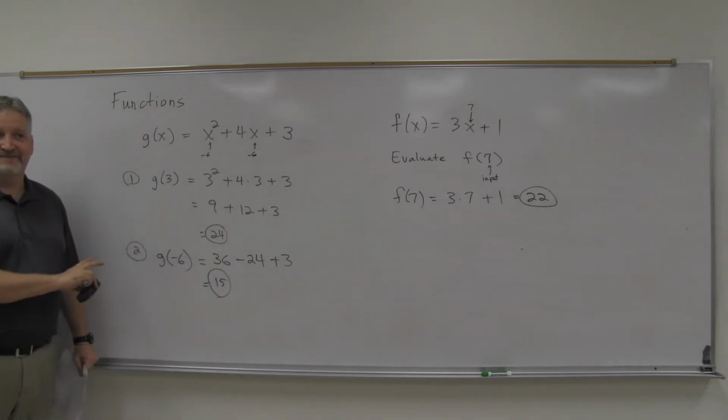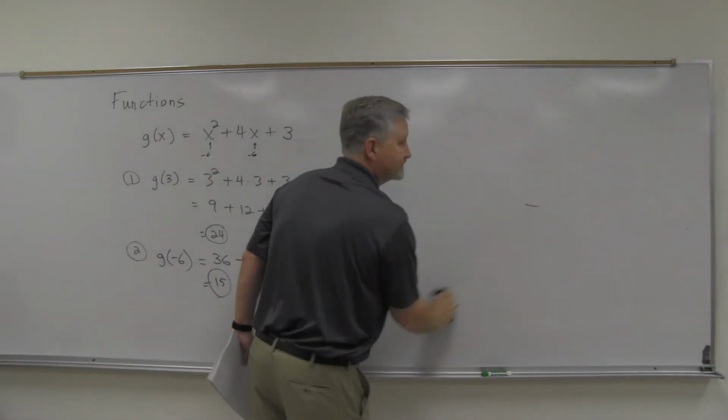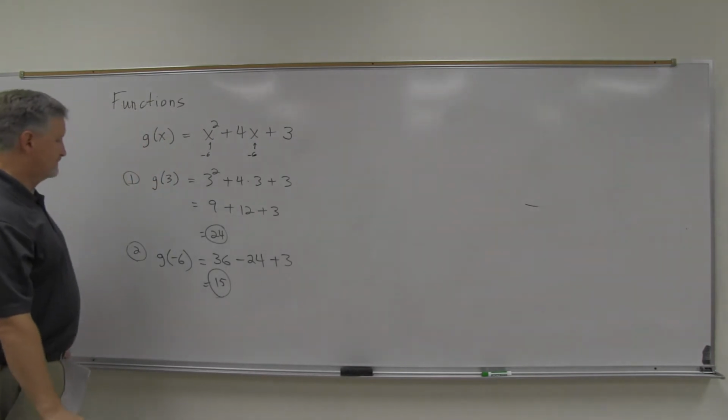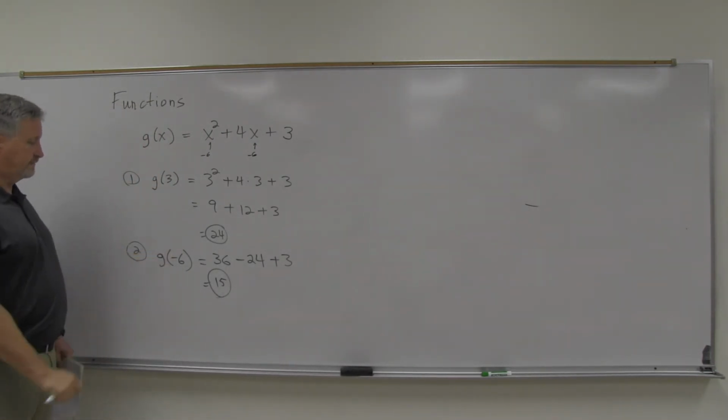Problems or concerns? Good? All right, well, and you want us to leave the other side of it in the same form, so just leave the other side as g of negative 6? Yes, g of negative 6, yes. Okay.